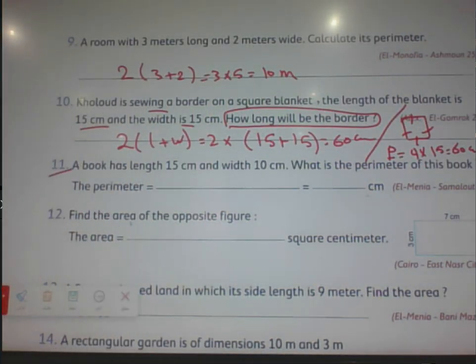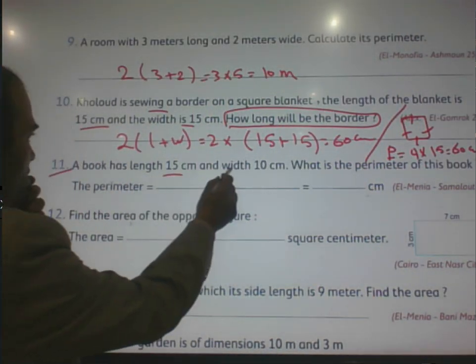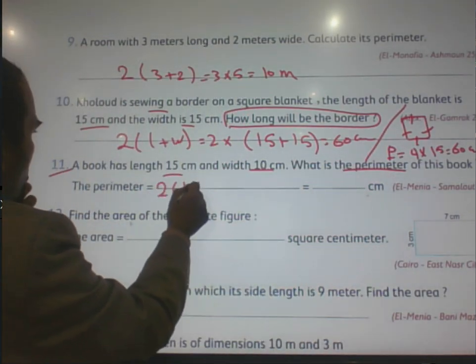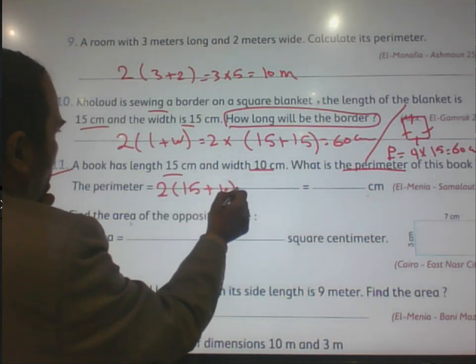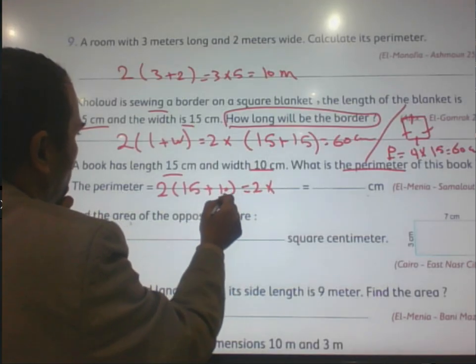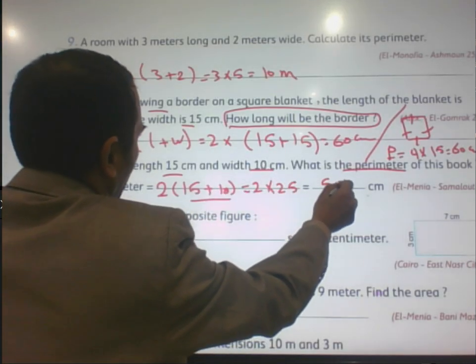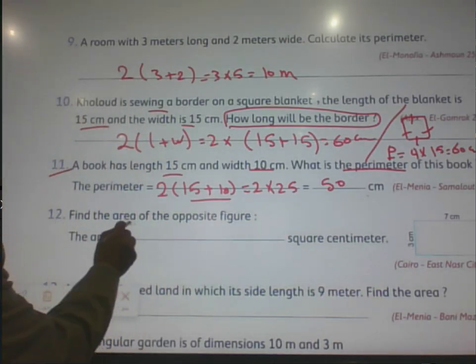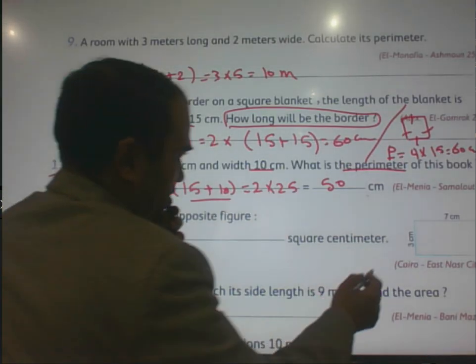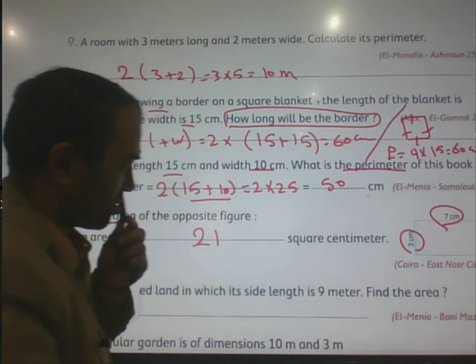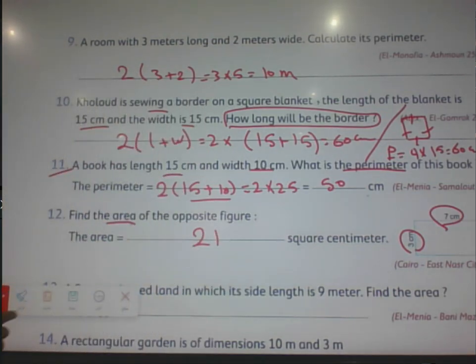Number 11. A book has length 15 centimeters and width 10. What is the perimeter? Okay, we can find the perimeter: twice the sum of length and width. 15 plus 10 is 25, times 2 is 50 centimeters. Find the area of the figure. We have a rectangle, 2 dimensions here. 3 times 7 is 21 square centimeters, the area of the rectangle.